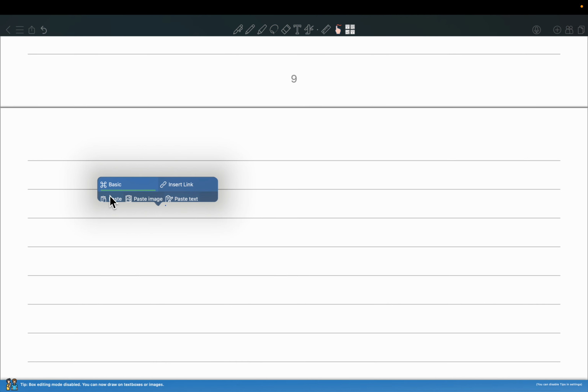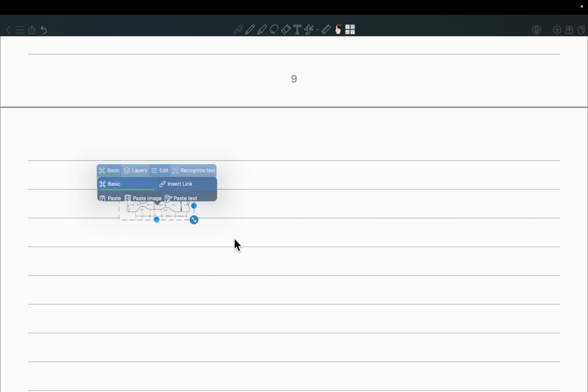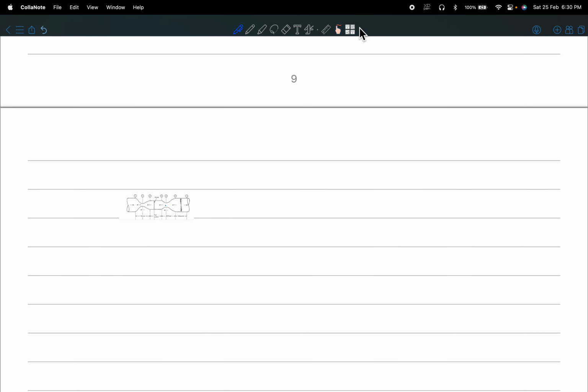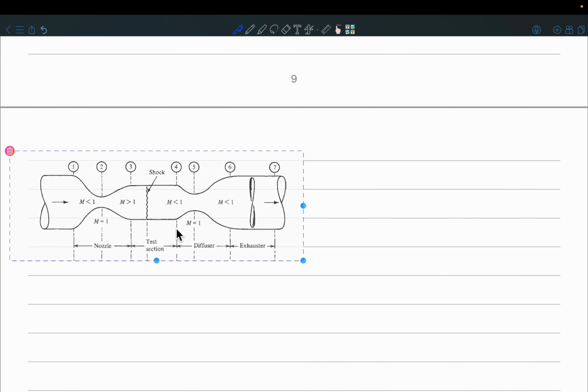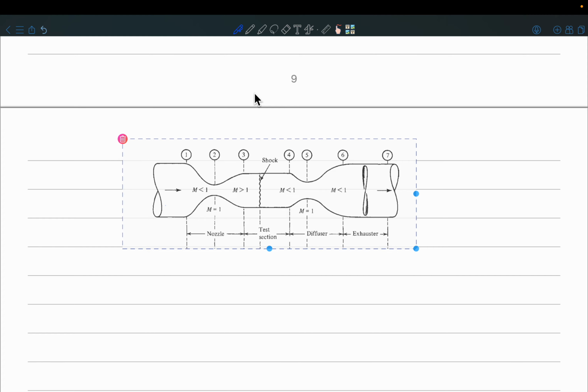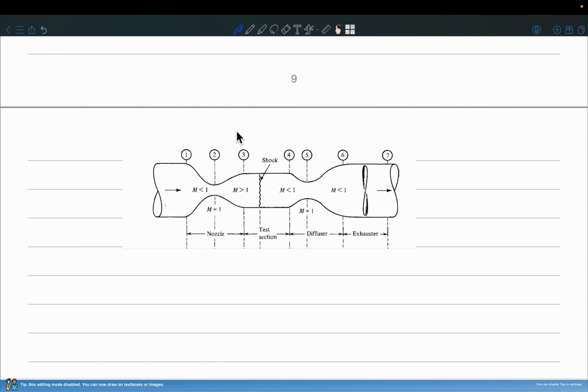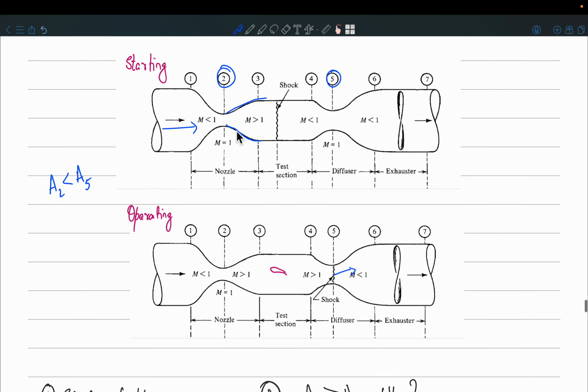You cannot eliminate the shock. That's what I'm trying to explain. The shock will always be there in the diffuser throat. It will not disappear. What you are talking about, the shock elimination, you have to eliminate the shock from this test section. It should never occur in the test section. What do we need in the test section? Supersonic flow. Okay, but the shock will always be there over here.